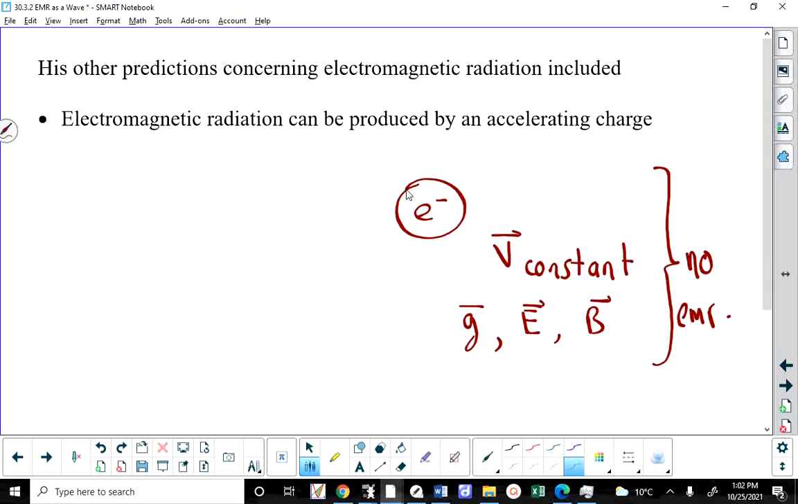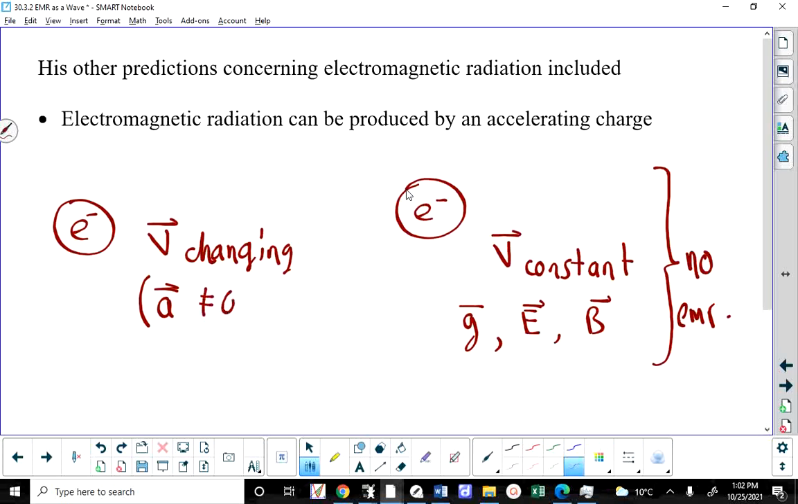If you have an electron that is accelerating, this means there's an acceleration that's not equal to zero. Then, yes, you still have those three other fields, but that's not the point of this lesson or of the topic. What you're going to do is produce EMR.